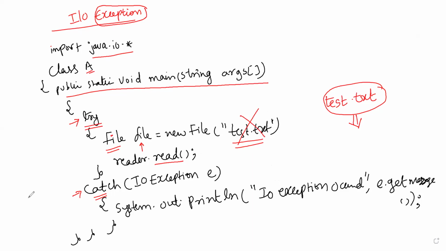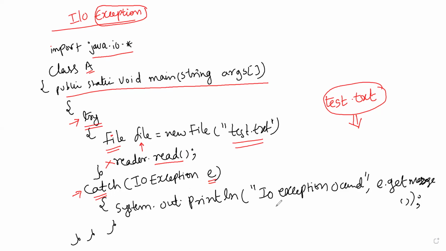It cannot be read. So this cannot be read. Now an exception will occur because the input file will not be there in the system. Then catch IOException. So here, IOException e. This is called the object for the input output exception.